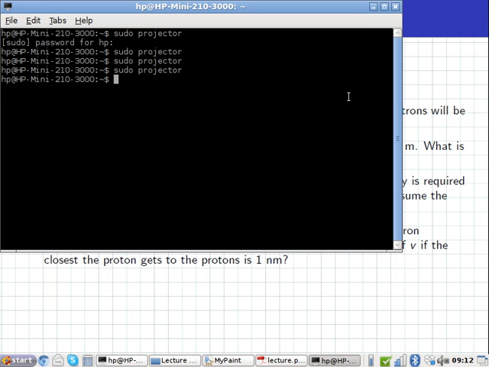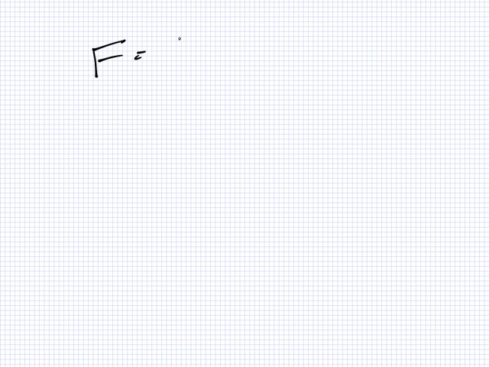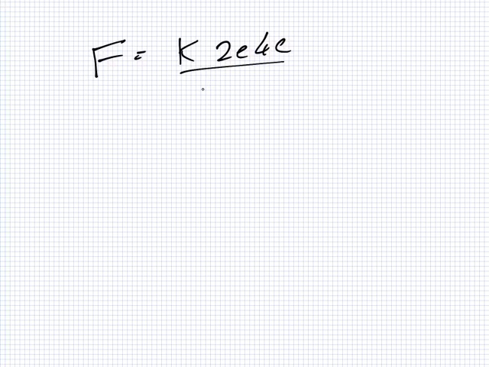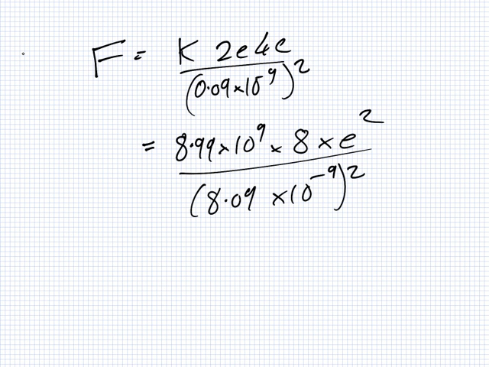Screw 'em. Right. This one here we have 4 protons and 2 electrons. So I think this one is fine. F equals k, and it's 2e 4e over, and the distance is 0.09 nano squared. That's all easy peasy. Do you have an answer here, or could you put it in your calculator, please? 8.99 times 10 to the 9 times 8 times e squared over 0.09 times 10 to the minus 9 squared.